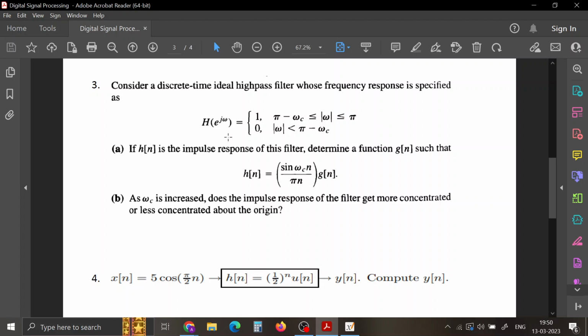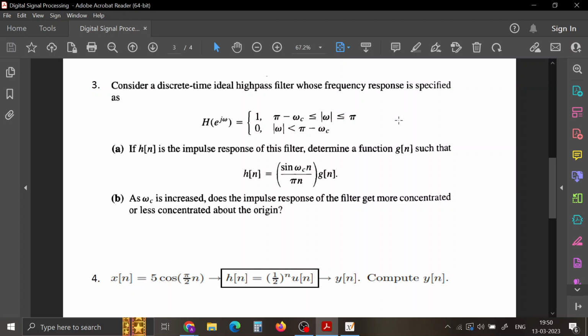Actually, they have given a transfer function. We will be taking the inverse Fourier transform for that h of n. We'll be getting sine omega n divided by pi n. I know that one. We'll be integrating 1 by 2 pi integral of that value. Exactly. I know that one, sir. You need not solve it.